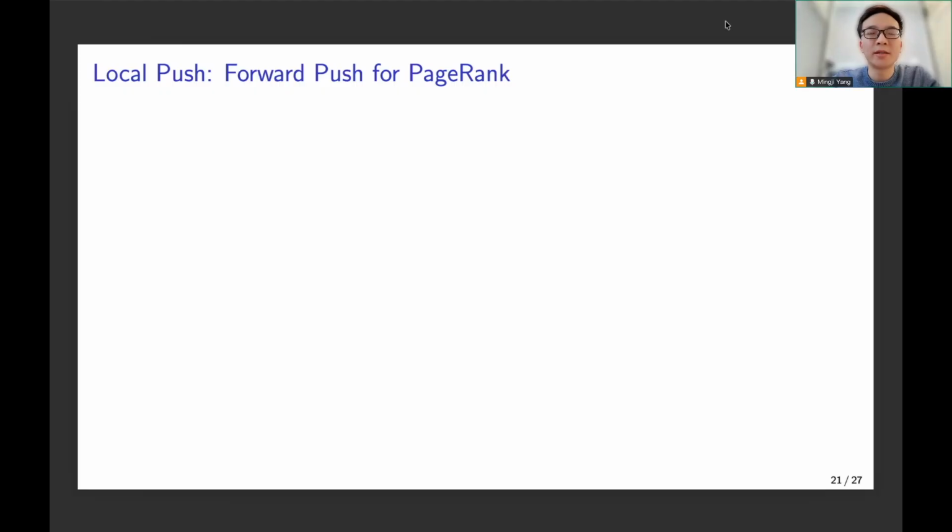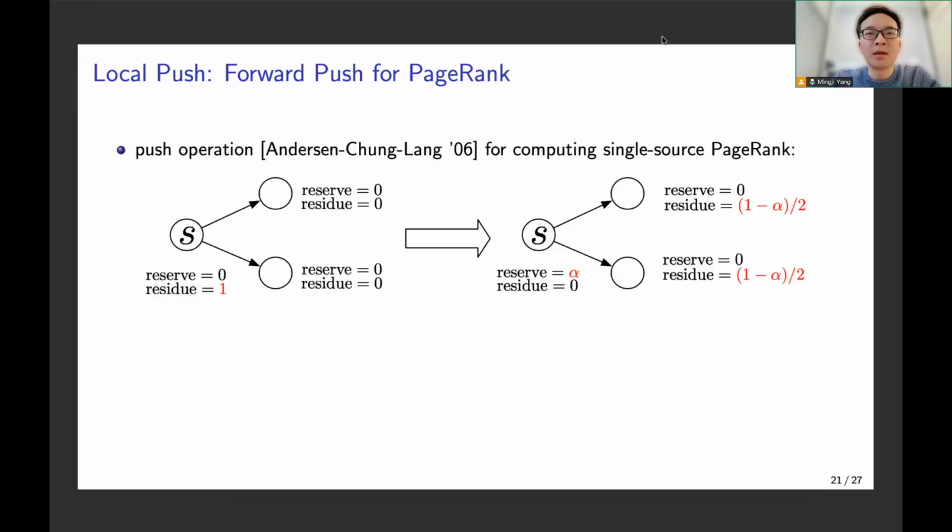Our second technique is the local push method, which is motivated by the forward push method for computing PageRank from a single node. Forward push algorithms maintain two quantities, the reserve and the residue, for each node on the graph, and rely on the key push operation. In each push operation, we convert an alpha fraction of the residue for a node to its reserve, and also propagate the rest of the residue to its outer neighbors. The forward push algorithm iteratively performs these push operations until all the residues are sufficiently small.